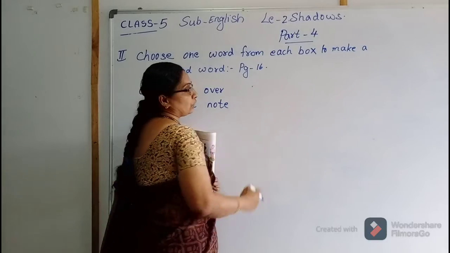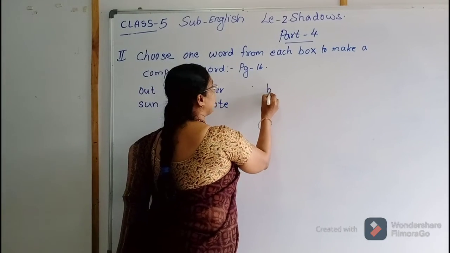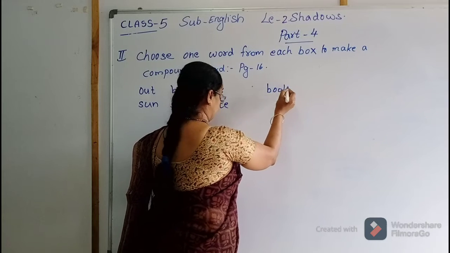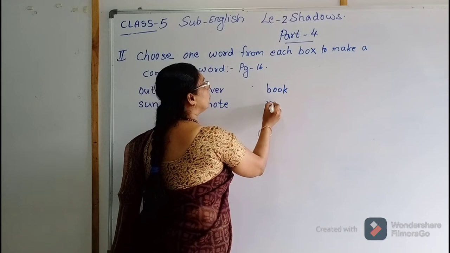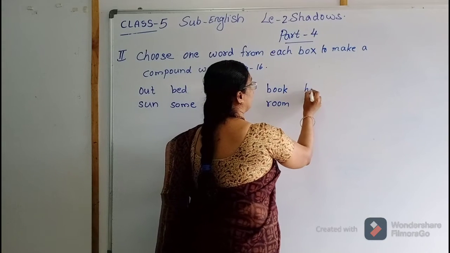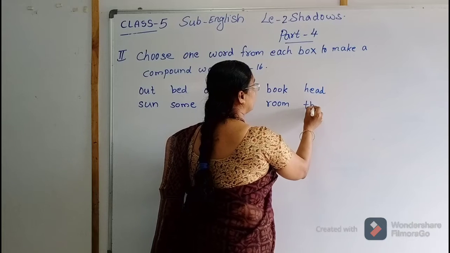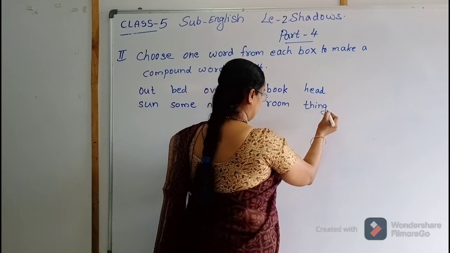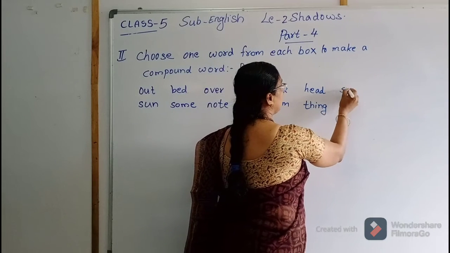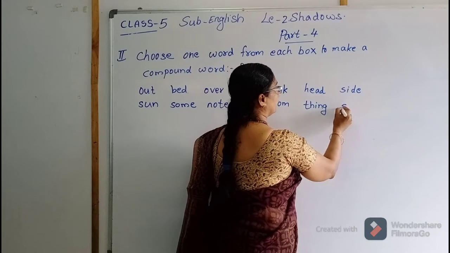Here, in the second section, this is section A, and in the second section we are getting book, room, head, thing, T-H-I-N-G, thing, sight, shine.